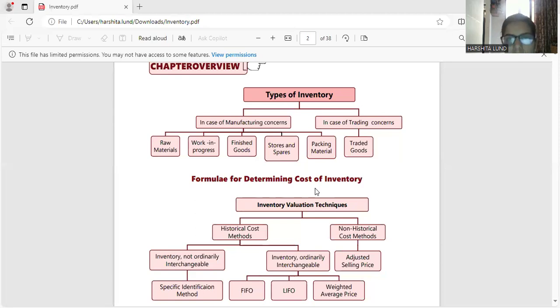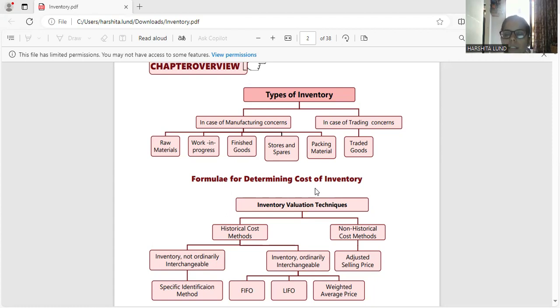Hello everyone. Today we will learn about inventory valuation, various types of inventory, and how it is presented in the financial statements.